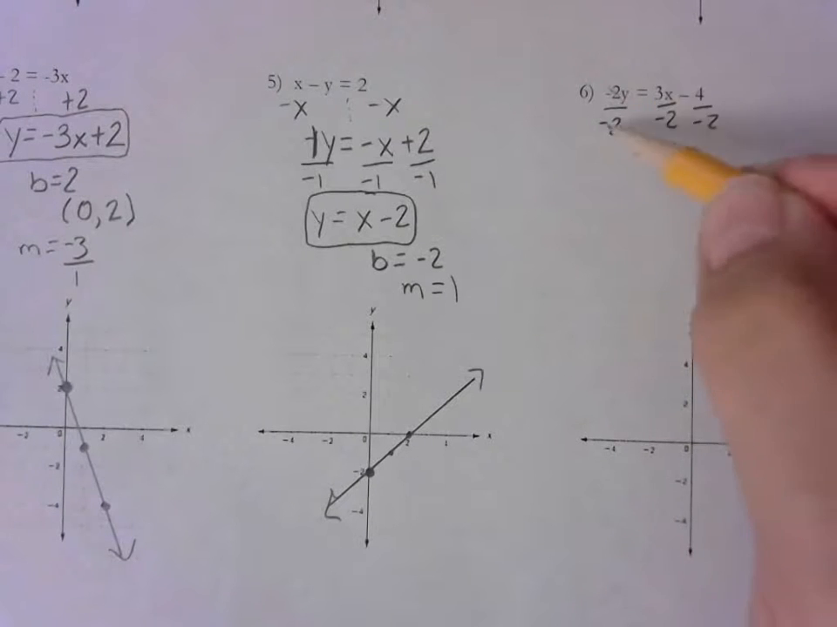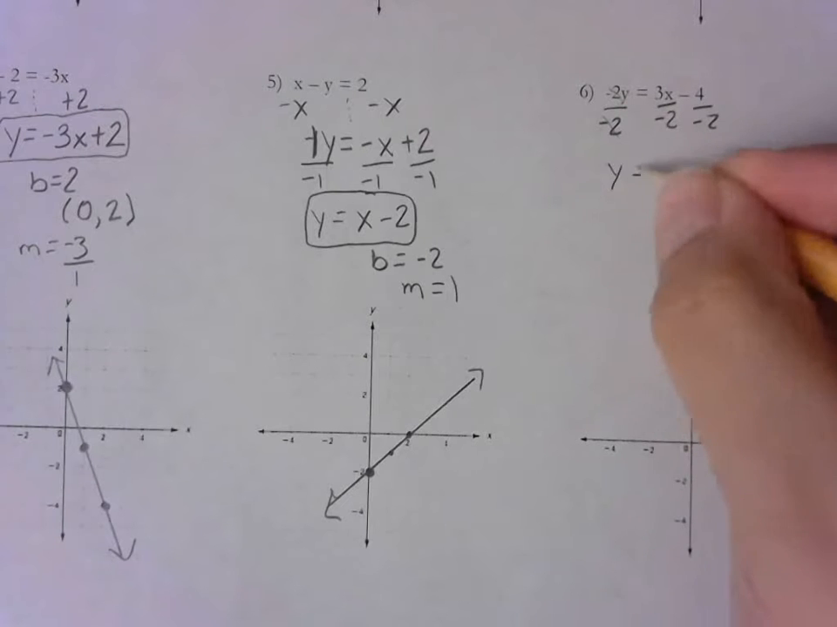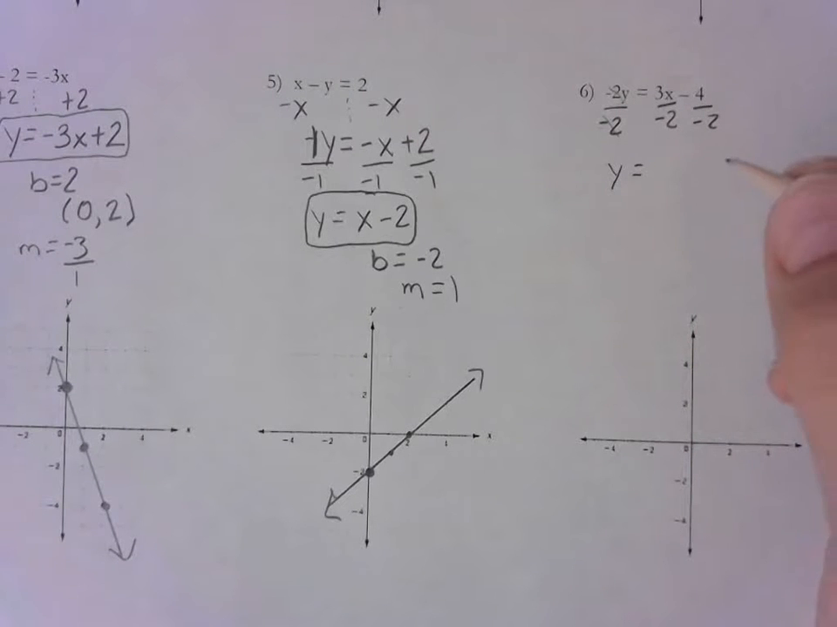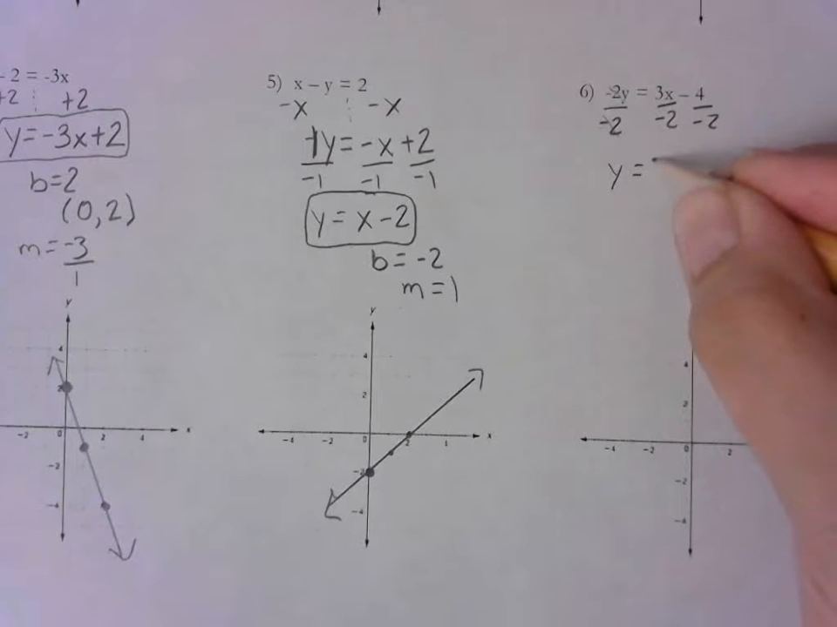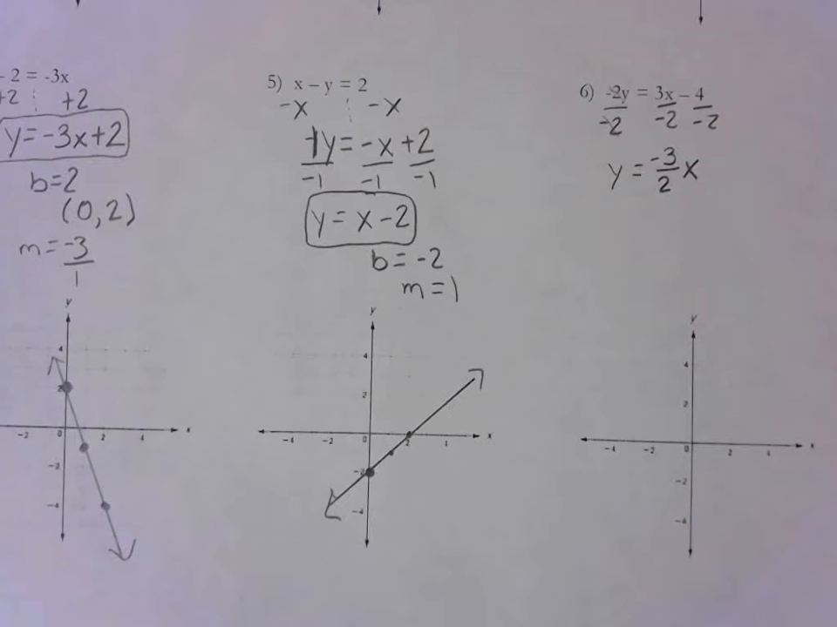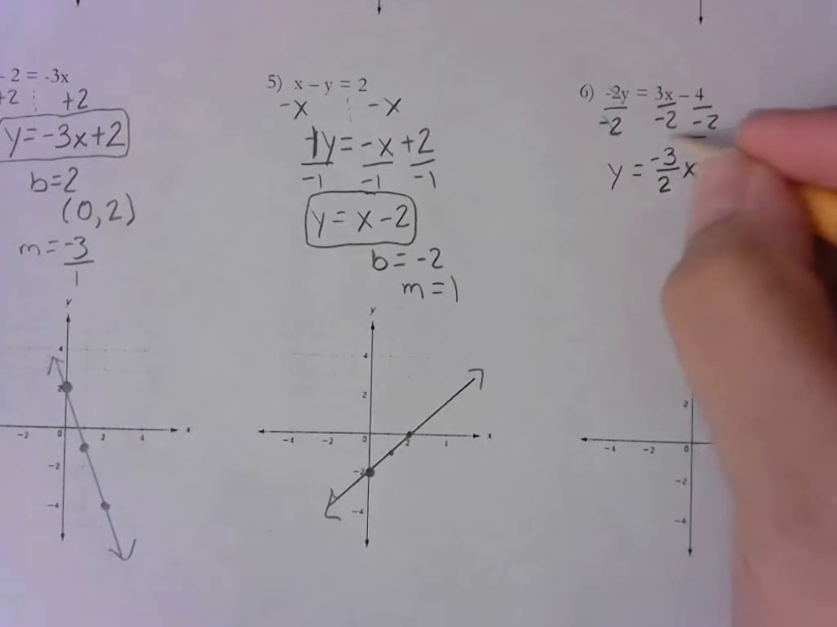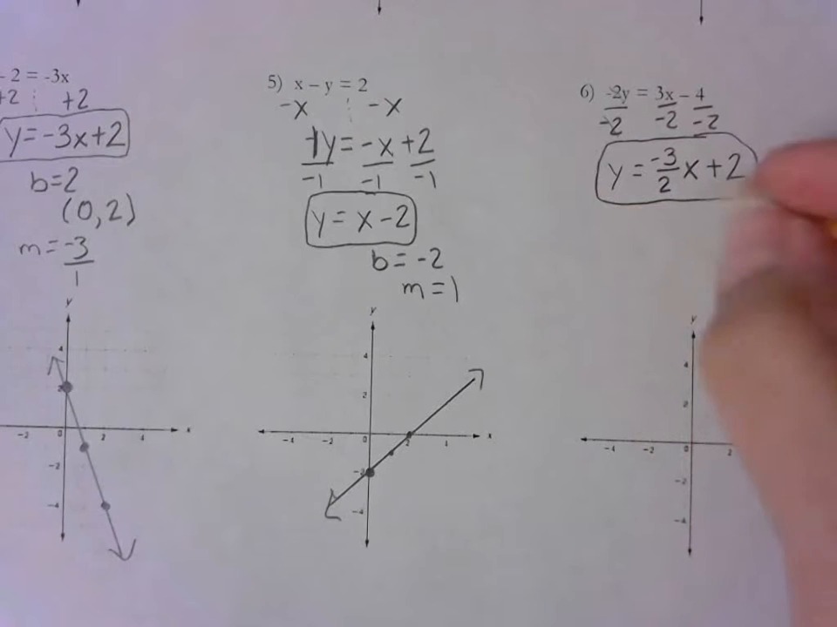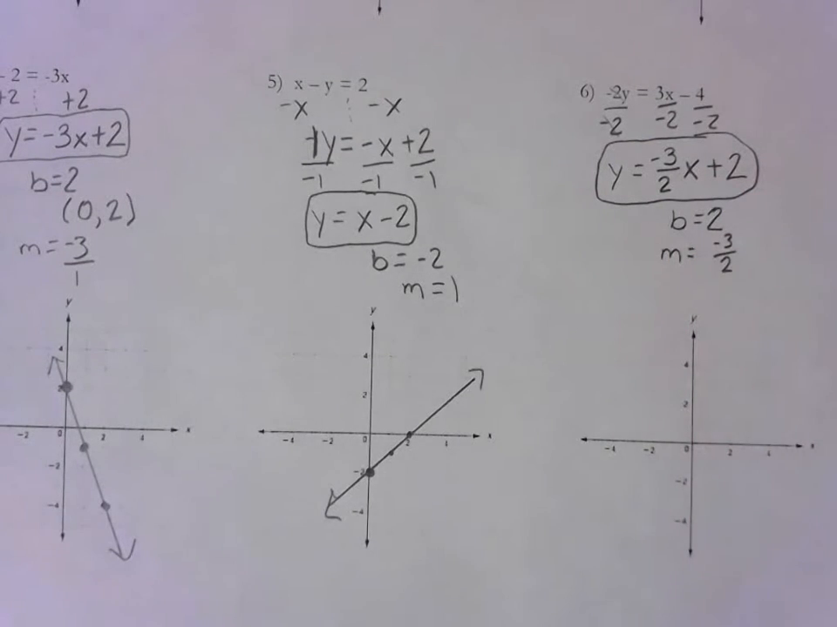On the left, those negative 2's cancel out. We just get y equals. Well, 3x divided by negative 2, I'm not going to change that much. I'm going to basically keep it as it is. I'm just going to write it a little differently. Negative 4 divided by negative 2. Well, a negative divided by negative is going to give us a positive. And 4 divided by 2 is 2. So that means our y-intercept is 2. And our slope is negative 3 over 2.